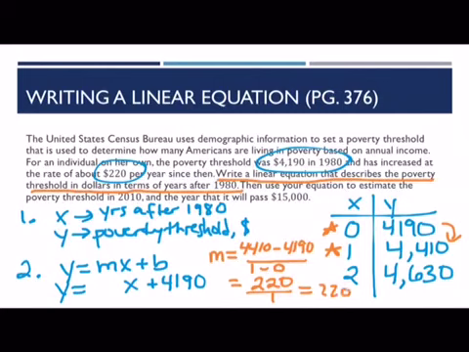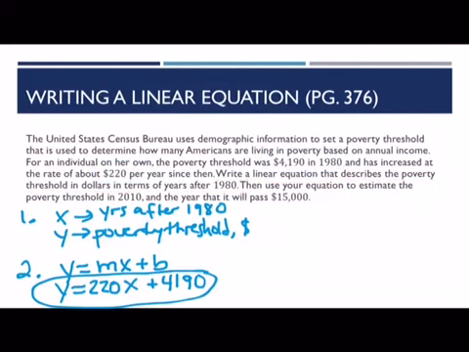So back in the equation, I can replace m with 220. And there we have it. There's an equation. Notice those numbers are familiar. If we look back at the problem, 220 was given. That's the rate that the poverty threshold is increasing. And then we had 4190 as well, the specific poverty threshold in what we would call the initial year, the year when x is 0, or 1980.